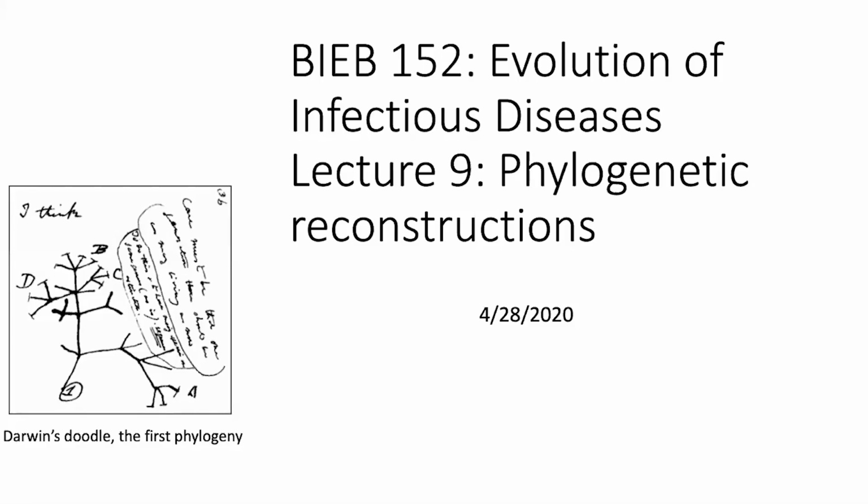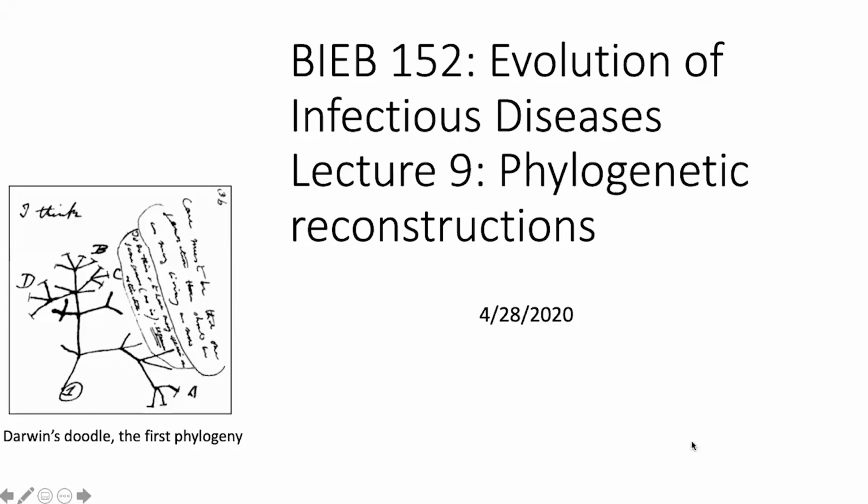So it at times deviates from the strict subject of evolution of infectious diseases, but this is really critical to understanding so we can then look at phylogenies of SARS, look at phylogenies of HIV, look at phylogenies of influenza, and learn something from them. Okay, this is BIEB 152, Evolution of Infectious Diseases, lecture number 9, Phylogenetic Reconstructions.